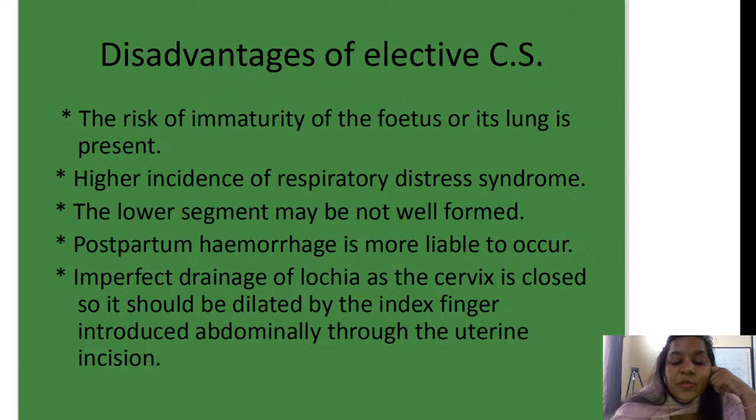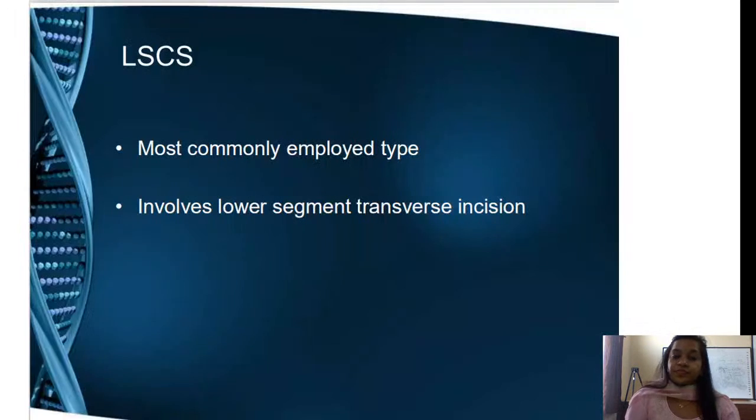Higher incidence of respiratory distress syndrome. The lower segment may not be well formed. Postpartum hemorrhage is more liable to occur. Imperfect drainage of lochia as the cervix is closed, so it should be dilated by index finger or introduced abdominally through the uterine incision.